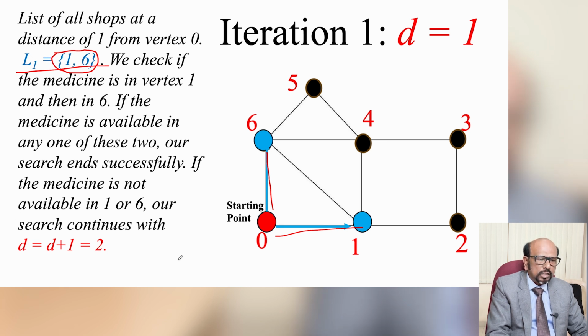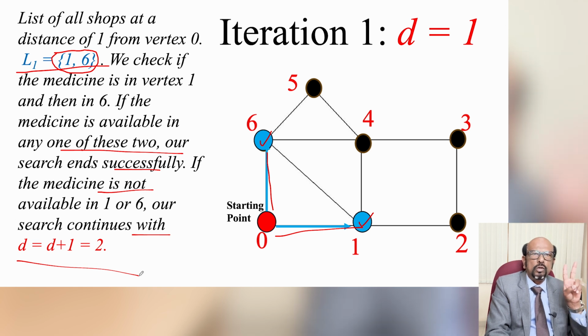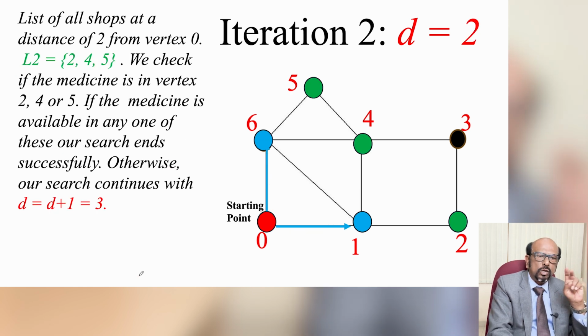So now what shall we do? We will verify whether medicine is available in 1. If it is not available, then verify whether it is available in 6, because these are the two vertices at a distance 1. If the medicine is available in any one of these two, our search ends successfully. If the medicine is not available in 1 or 6, our search continues with D equal to D plus 1, which is 2. Now that is iteration 2.